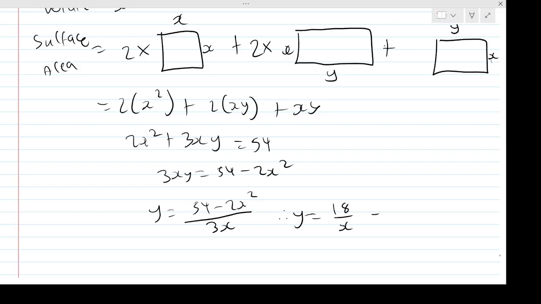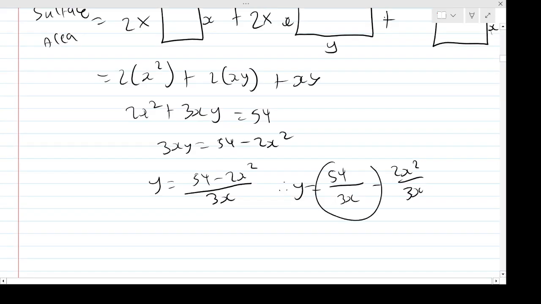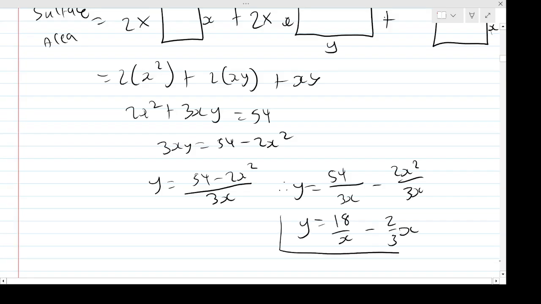Take away, by the way, what I'm doing, I'll write it down more carefully. I'm doing 54 over 3x, take away 2x squared over 3x. I'm splitting up the fraction. Then I can simplify this first one to be 18 over x, because 54 divided by 3 is 18. Then 2 over 3, that's 2/3. Then x squared divided by x is just x. And I'm going to say that's y. Right?